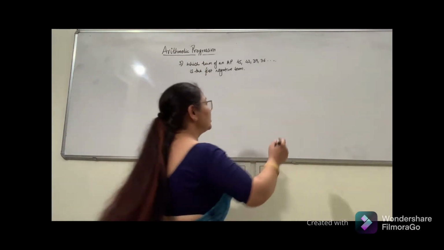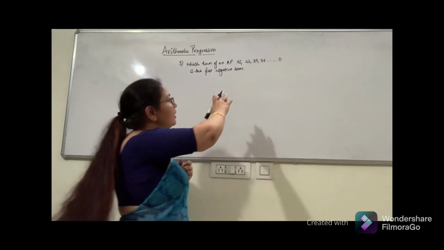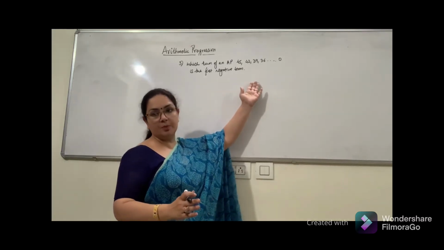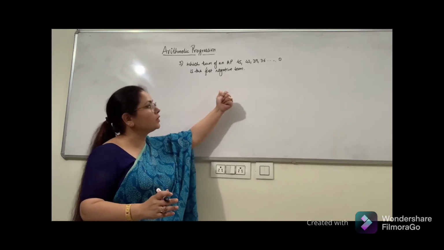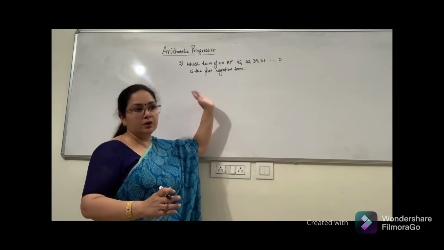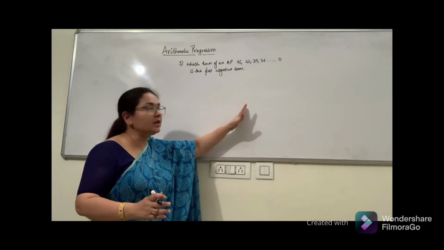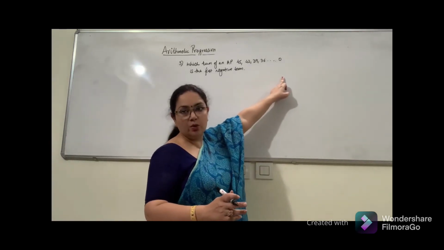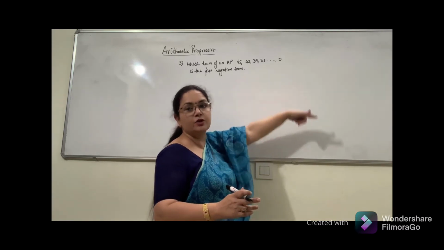I'll find the term which is zero, because this is a decreasing AP. Somewhere it will get reduced to zero. So I'll find zero is which term of the AP. When I calculate which term is zero, then I'll be able to calculate that the very next term will be negative only. So I'll find out which term of an AP is zero. When I get that number, I'll add 1 to it and I'll get the first negative term.